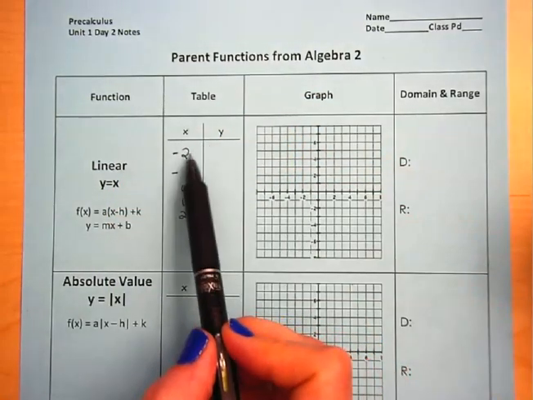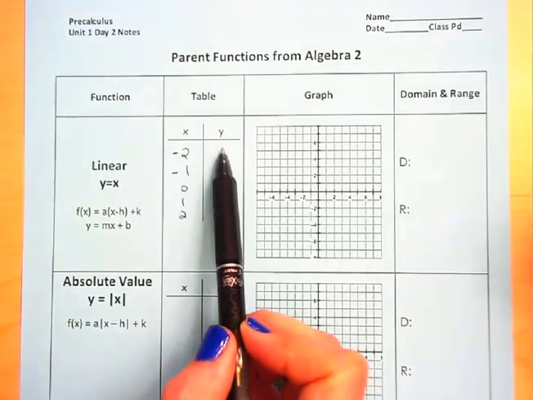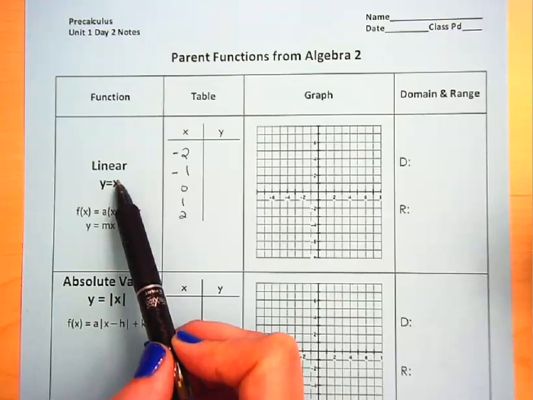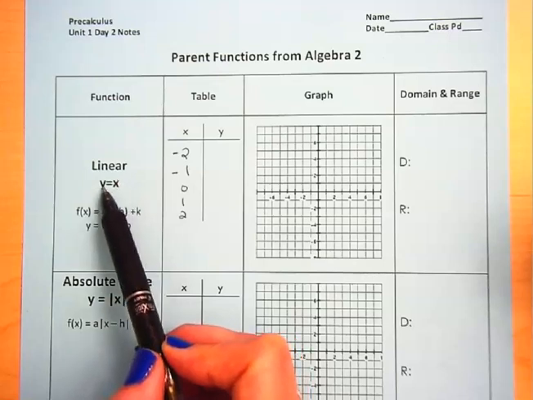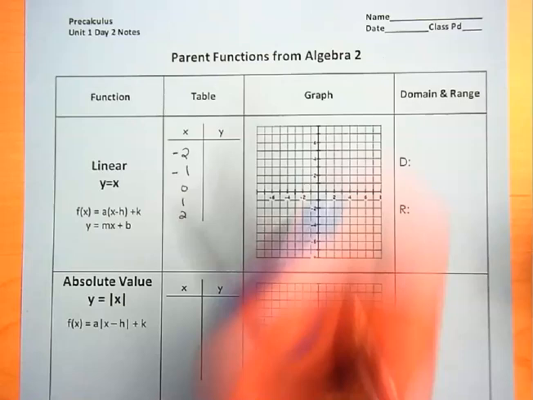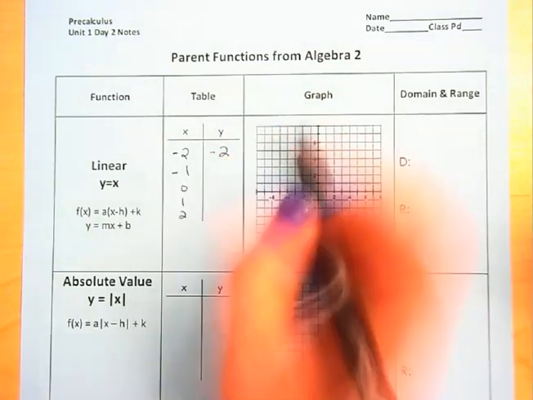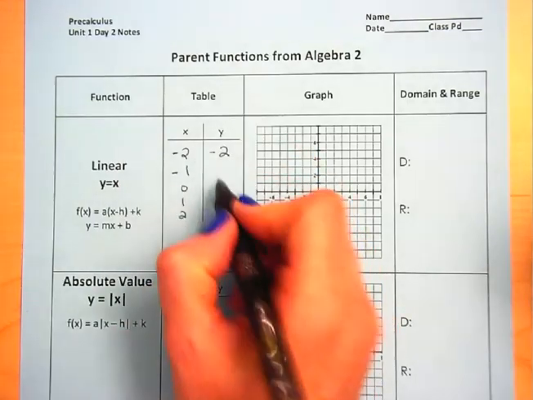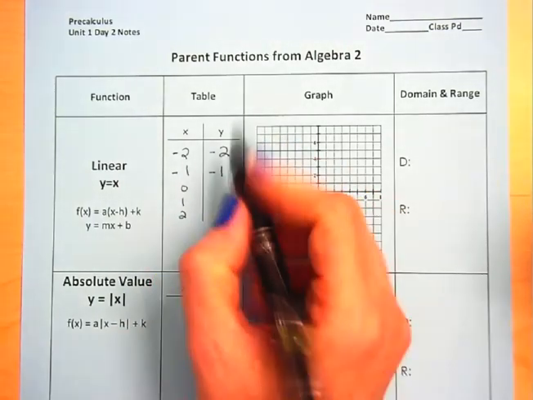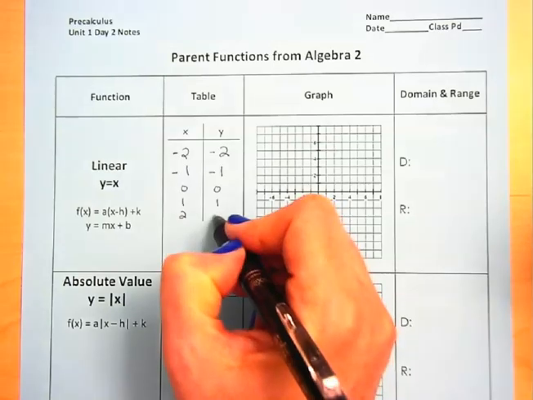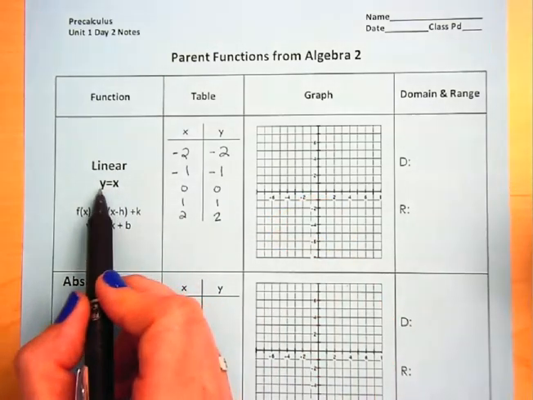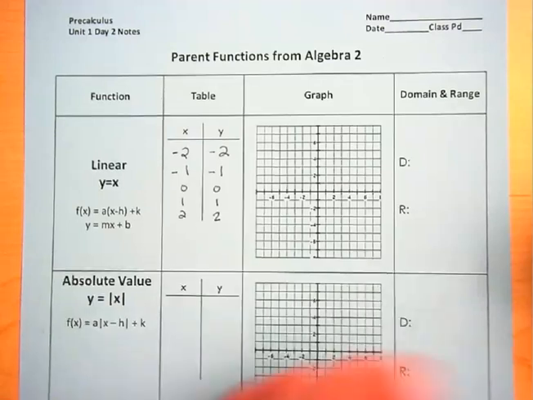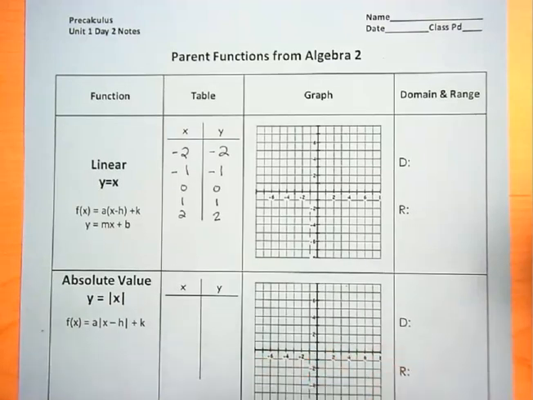And what I mean by plug in is we want to figure out what y is going to be when x is -2. So imagine you plug -2 in for this x, you would then have y equals -2. If you plug in -1 for the x, you would then have y equals -1, and so forth and so on. So for whatever you plug in for x, y is going to equal the same thing. And sometimes you hear this called the identity function for that reason, that y and x are equal.